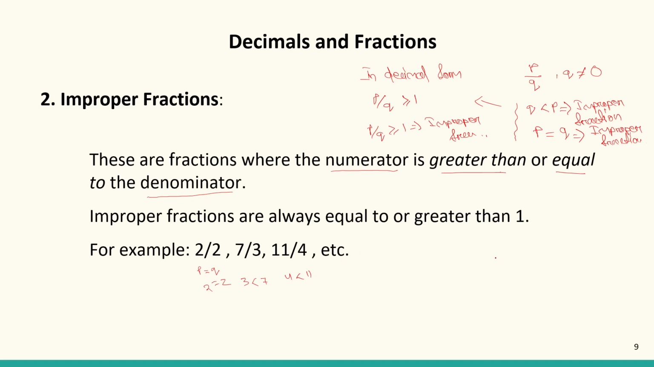So what is the difference? The difference is, in decimal form, if p by q is less than 1, this implies a proper fraction. And if p by q is greater than or equal to 1, this implies an improper fraction.